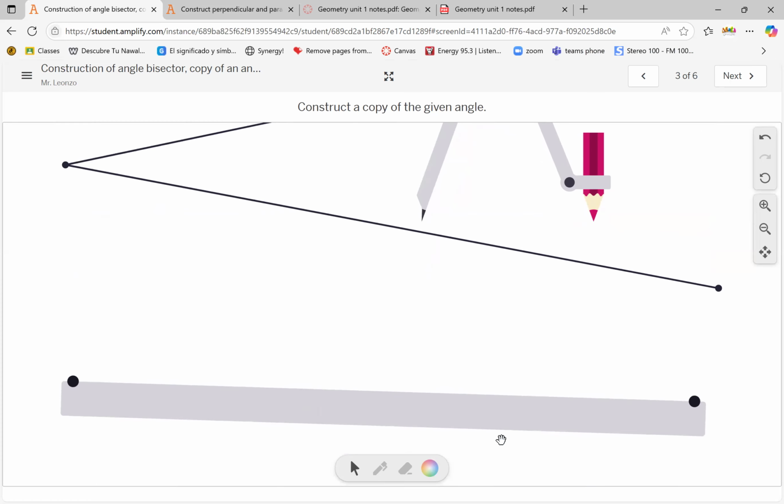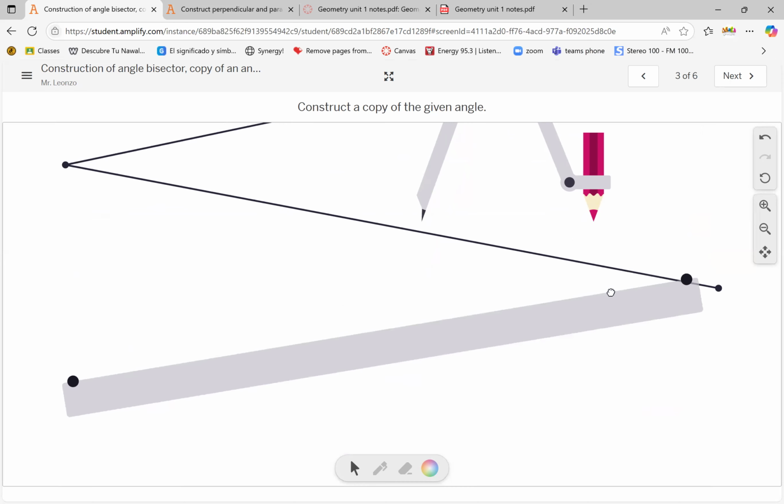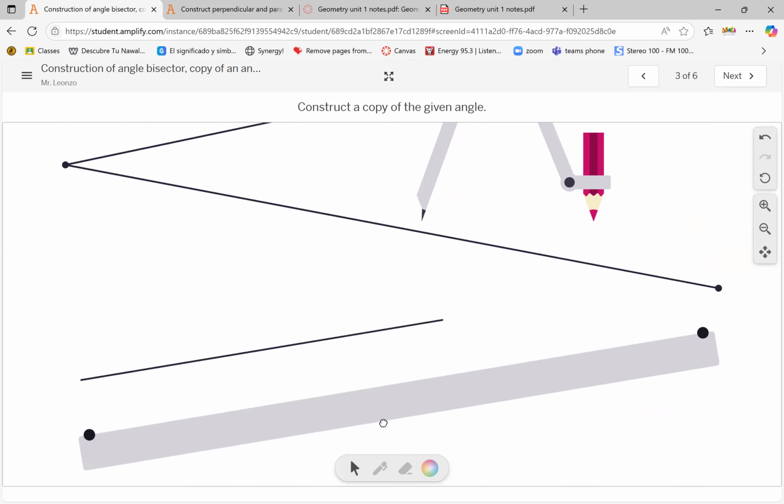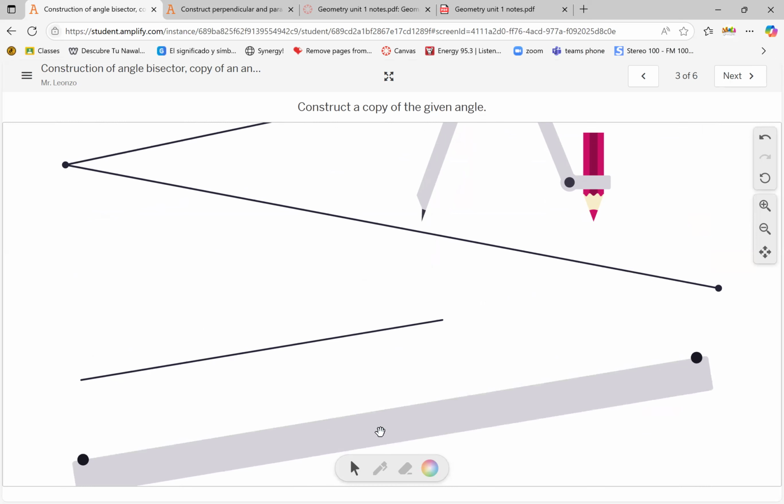Let me move this. I'm going to put my ruler here, and then I'm going to click on my pen, and I'm just going to go. I don't care how big the segment is. I know for an angle, I need two line segments. There's one. I already copied one segment. And as a matter of fact, I'm going to put a dot here to show that that's my vertex.